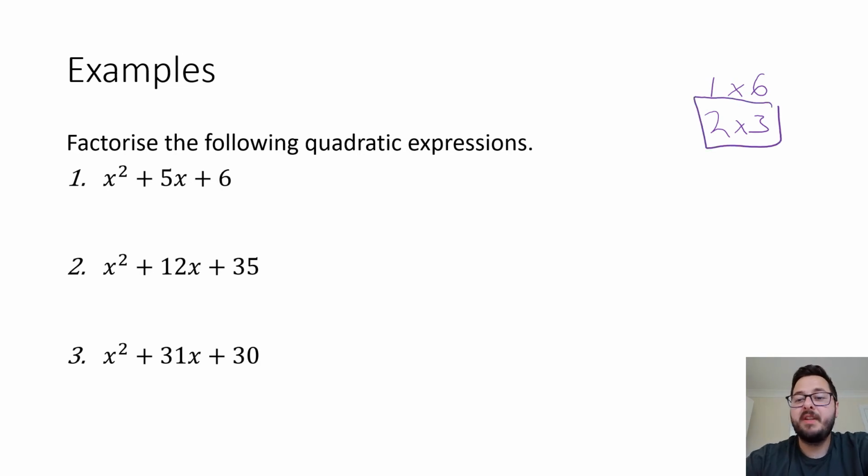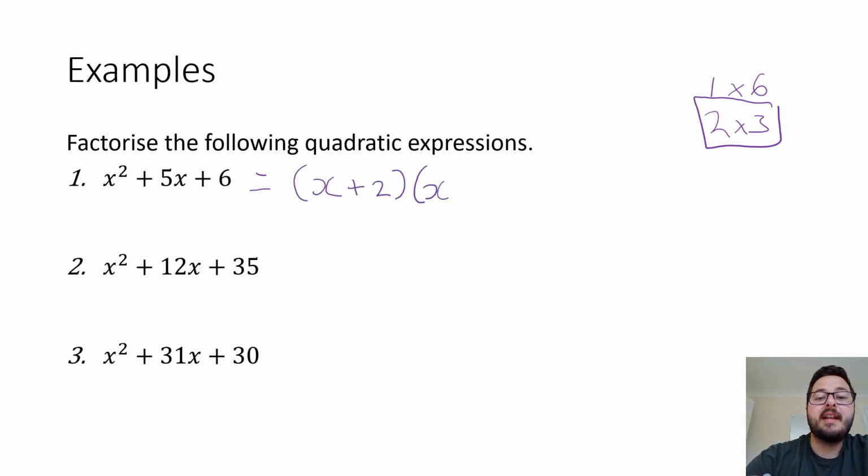Well, it's this one. So we've got 2 times 3, so this will factorise into x plus 2, x plus 3. And it doesn't matter what order these are in. It could have been x plus 3, x plus 2. Doesn't matter. Okay, number 2, we've got x squared plus 12x plus 35.